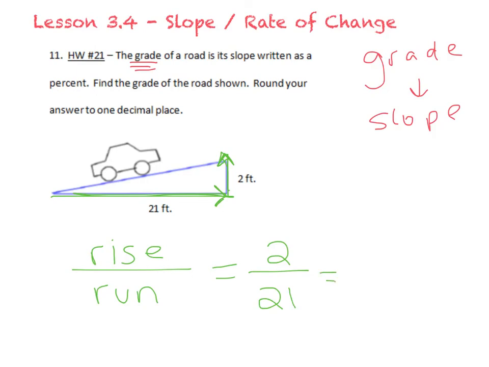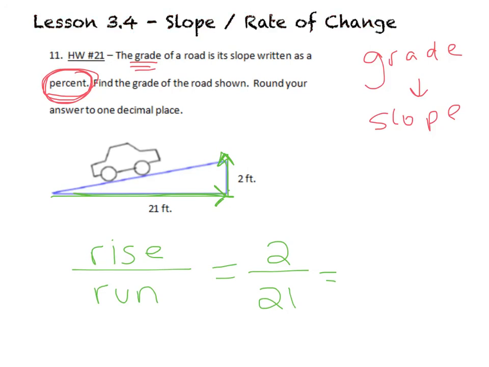Now, you need to pause right here. Not pause the video, but you need to think. Most students that do this problem would type in 2 over 21 and they'd get it wrong. And the reason that they get it wrong is because they don't read the whole problem. So when you're doing the ACT or the plan test, it's so important that you read the problem. Look what this says. The grade of the road is its slope, written as a percent. So we need to convert this to a percent.